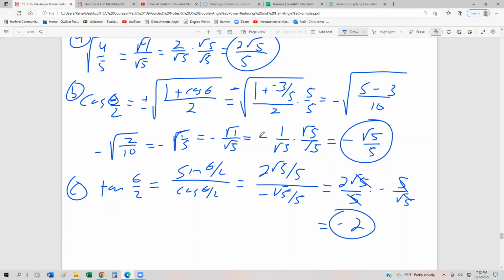So those are our half angles at work. In the last video in this series, we're just going to go ahead and prove a few identities, or verify a few identities, using our half angle formulas.